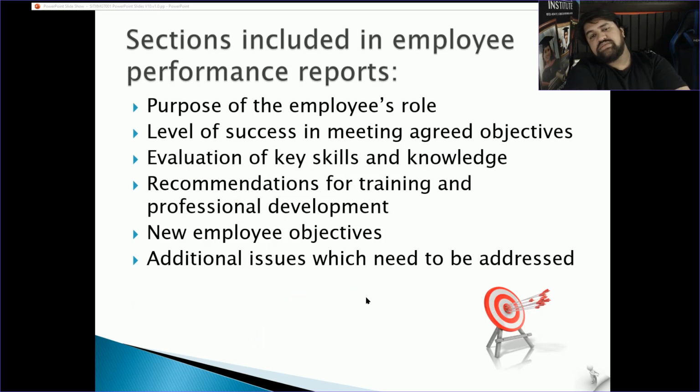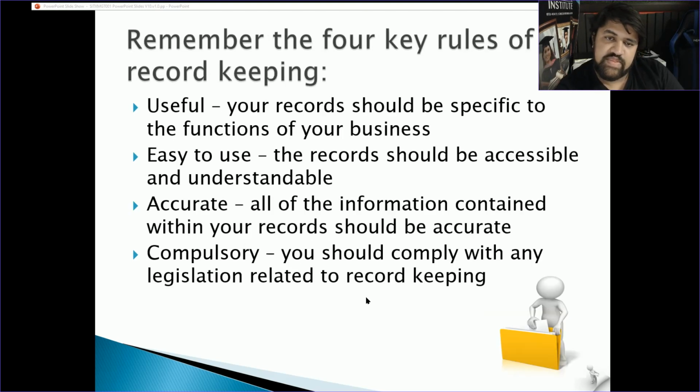So sections include an employee performance report, purpose of employees' roles, level of success in meeting agreed objectives, evaluation of key skills and knowledge, recommendations for training and professional development, new employee objectives, additional issues which need to be addressed. Remember 4 key rules of record keeping. So useful. Your record should be specific to the functions of your business and the job role.